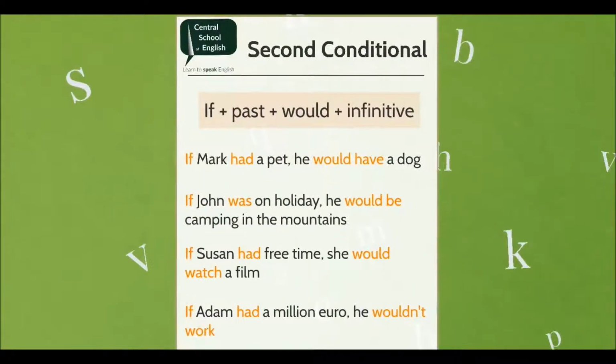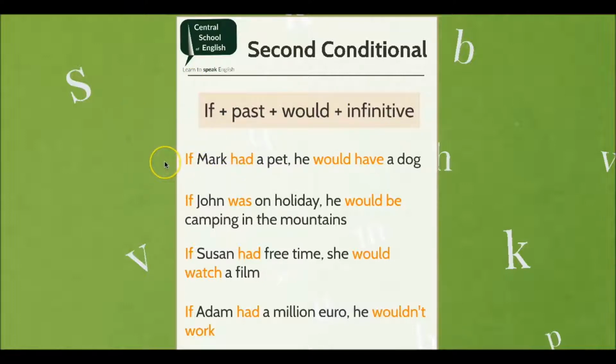If we want to make a second conditional sentence with a certain or definite result, we use the structure if plus past tense plus would plus the infinitive of a main verb. By using the modal verb would, we communicate that we are certain of a result.